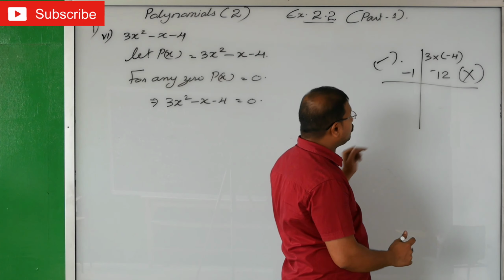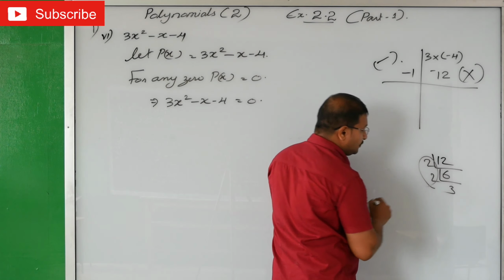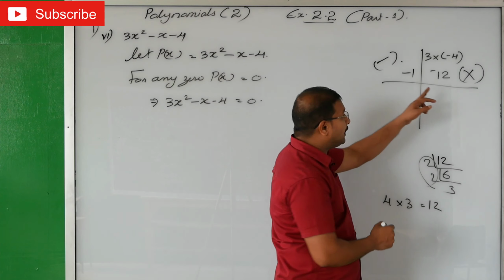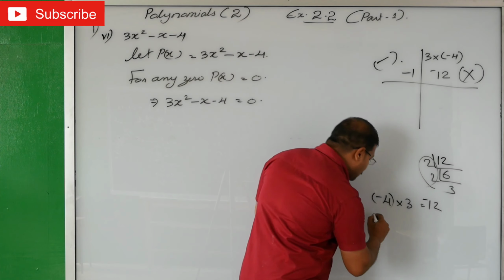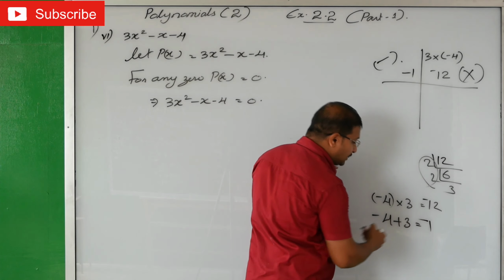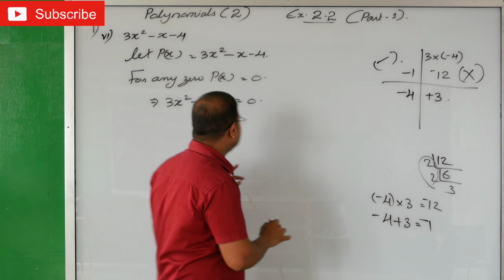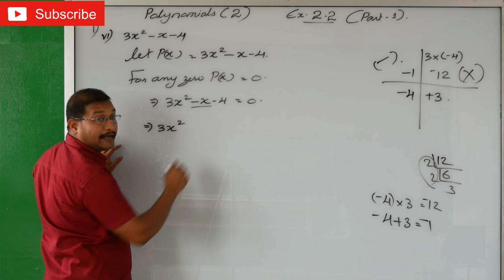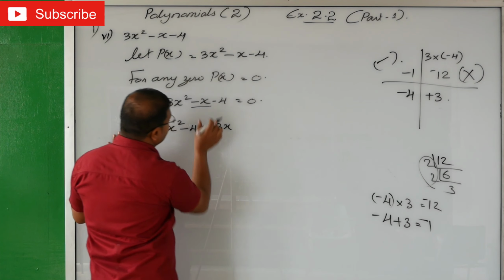See now, 12 will factorize: 12, 2, 6, 2, 3. Now see, 2 2s are 4. That means 4 into 3, what you will get? 12. But we want minus 12. So I am taking minus 4 into 3. That is minus 12. Minus 4 plus 3, plus into minus is minus. We will get minus 1. Of course the bigger number is minus. That means the numbers are minus 4 and plus 3. Ready? This implies 3x square, in place of minus x, what will you write now? Minus 4x plus 3x. Breaking the middle term.